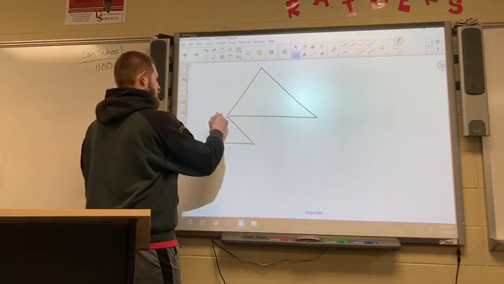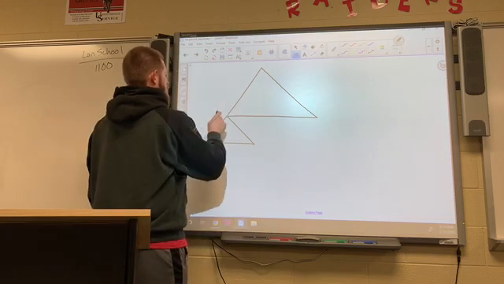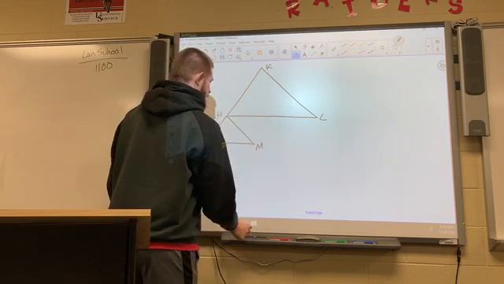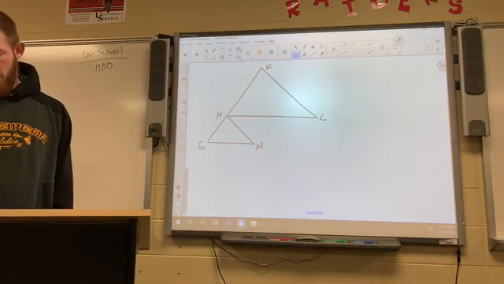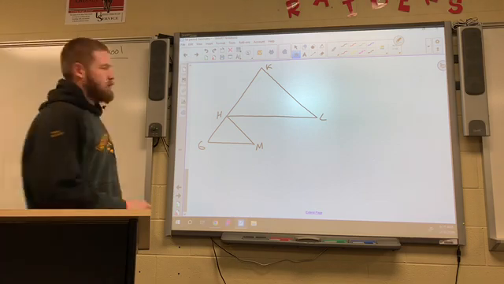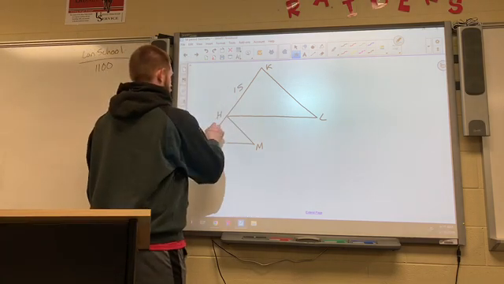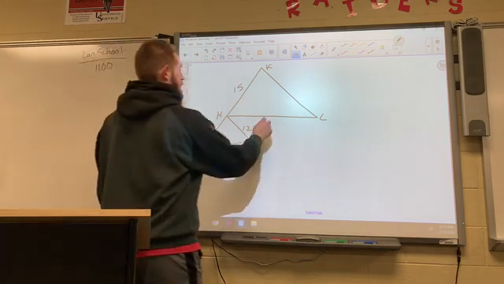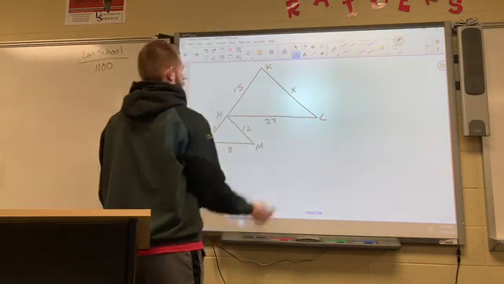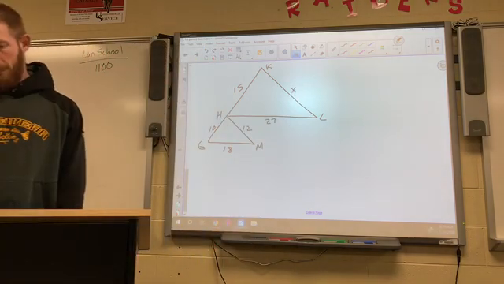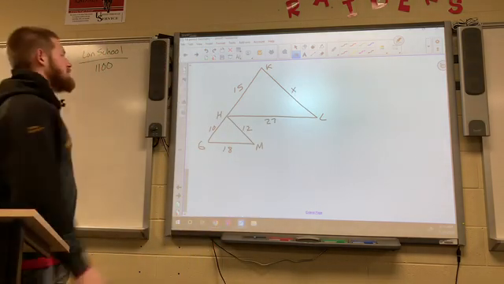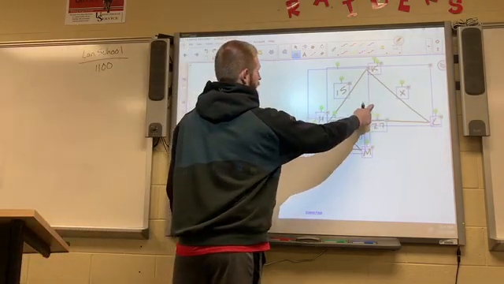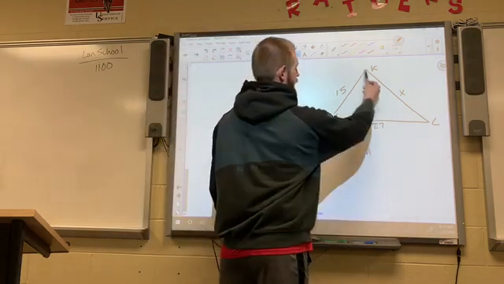See how well I can draw these. G, H, K, L, and M. And I have 15, 10, 12, 15, 10, 12, 18, 27, and X. Okay, so obviously I'm going to assume that most of you are going to assume we're trying to solve for the value of X here, which would be the length of KL.